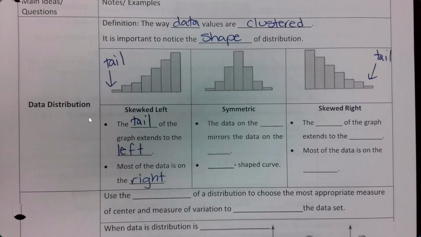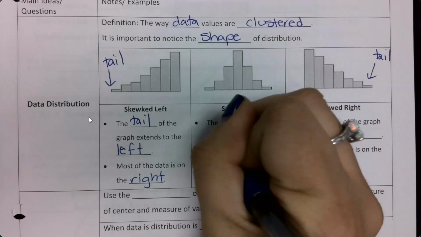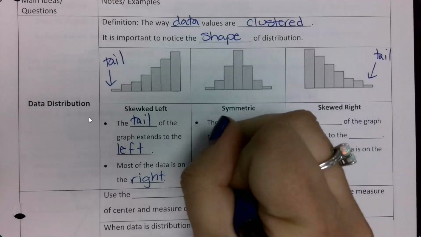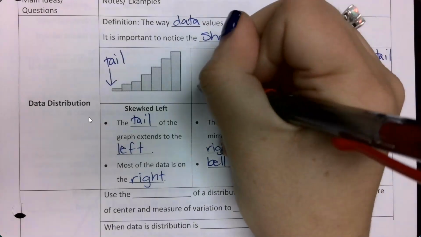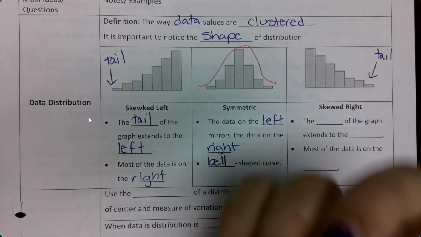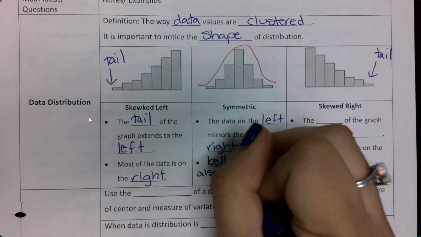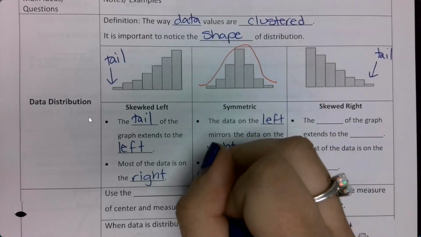So when it's symmetric, the data on the left side mirrors the data on the right. And this is called a bell-shaped curve, because if I went to outline the shape, it kind of follows a bell pattern. This is also called a normal distribution.